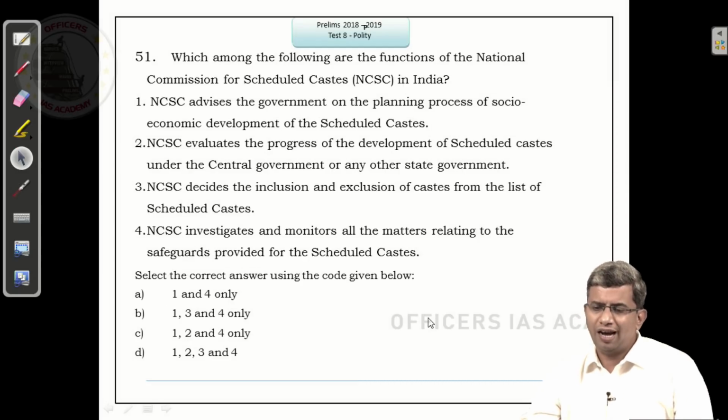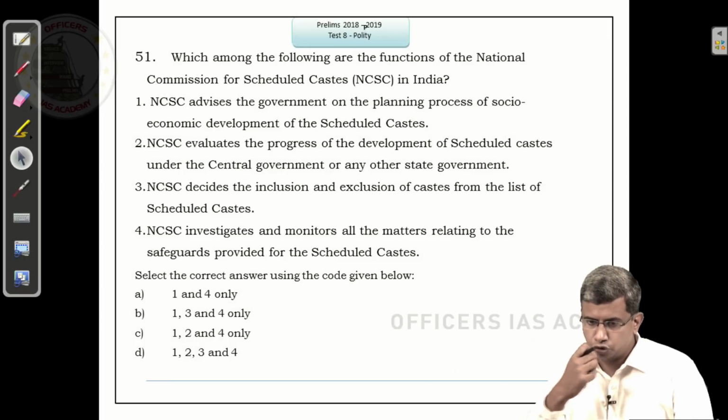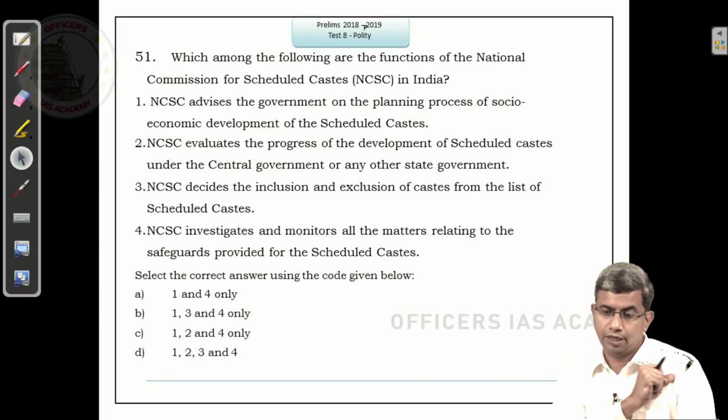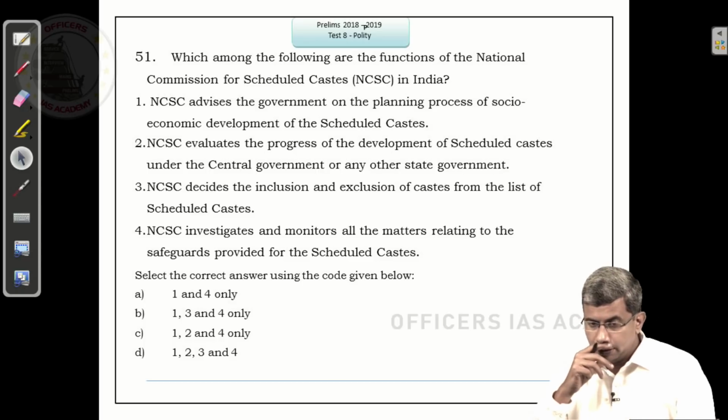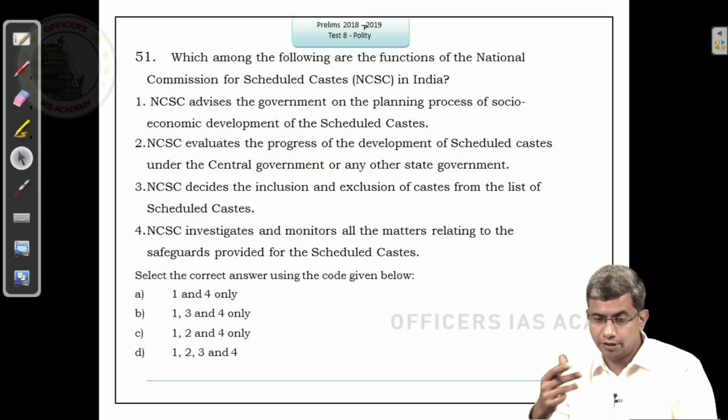Which of the following are the functions of the National Commission for Scheduled Castes in India? The NCSC advises the government on the planning process of socio-economic development of scheduled castes. Yes, it does, under Article 338A. The NCSC evaluates the progress of development of scheduled castes under the central government or any other state government. Yes, it does. The NCSC decides the inclusion and exclusion of castes from the list of scheduled castes. Let's park that statement. The NCSC investigates and monitors all the matters relating to the safeguards provided for the scheduled castes.